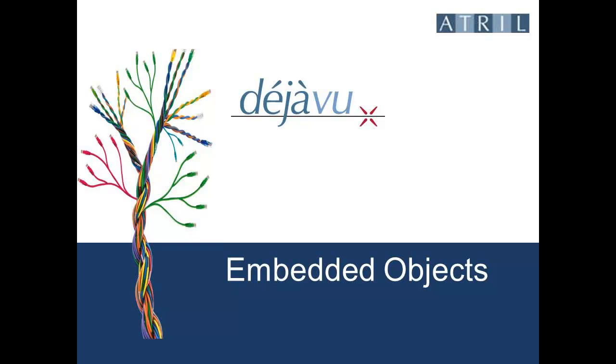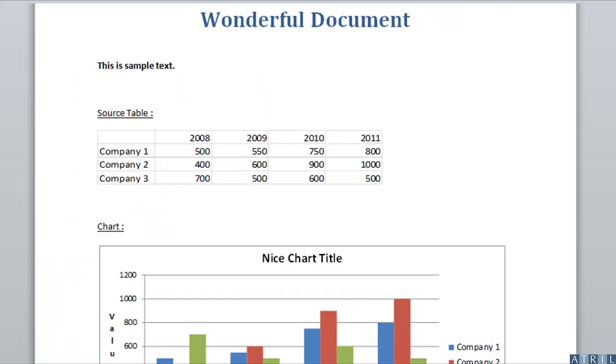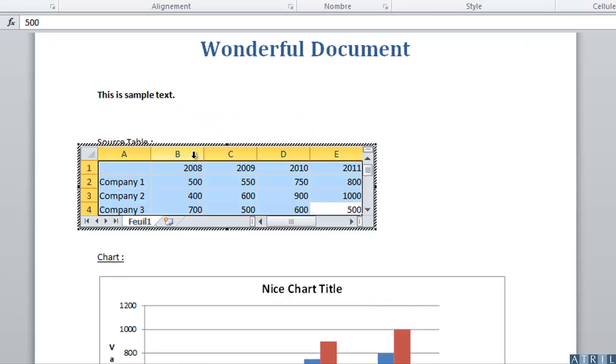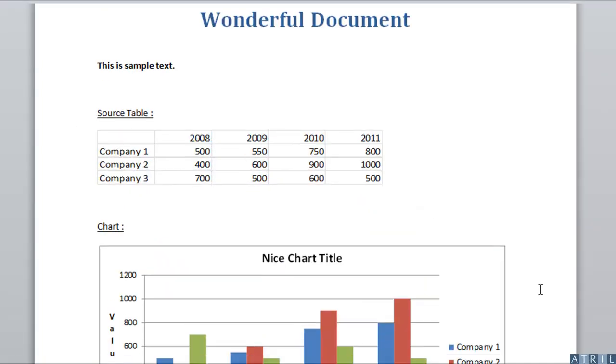Dealing with embedded objects in Microsoft Office documents. Here is a Microsoft Office document that I need to translate. As you can see, it contains a table and a graph. They are both Microsoft Excel documents and are both embedded in my Word document.